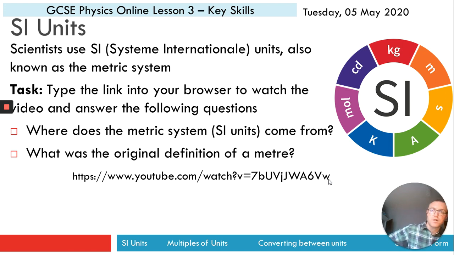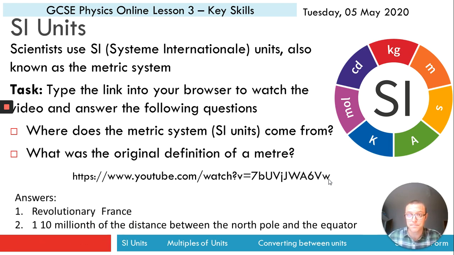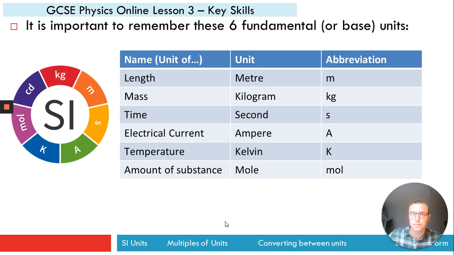Okay, so straight back in it, let's go straight through to the answers. If you haven't paused and watched the video, then do that now. I want you to watch that video to answer the questions. It gives a very good introduction to units and systems of measurement. The answers were, however, revolutionary France was where the metric system and SI units were first used. And the original definition of a meter was 1/10 millionth, that is 1 / 10 million, of the distance between the North Pole and the equator.